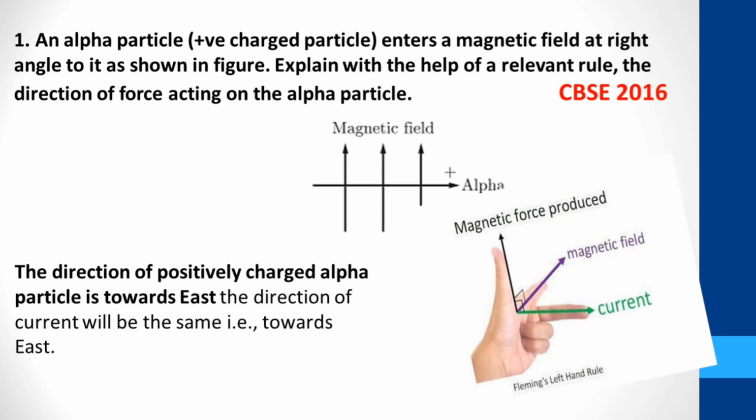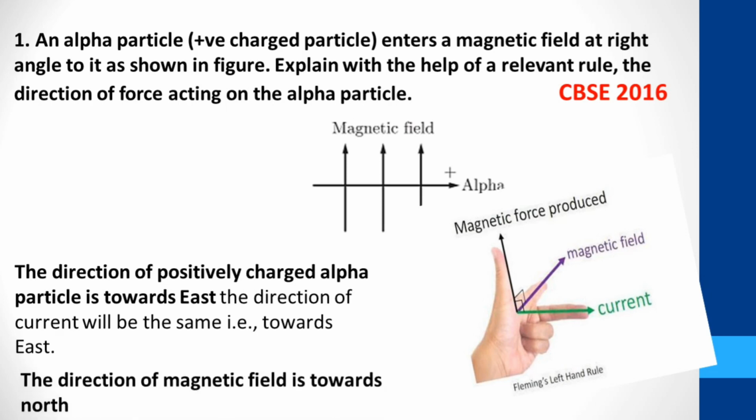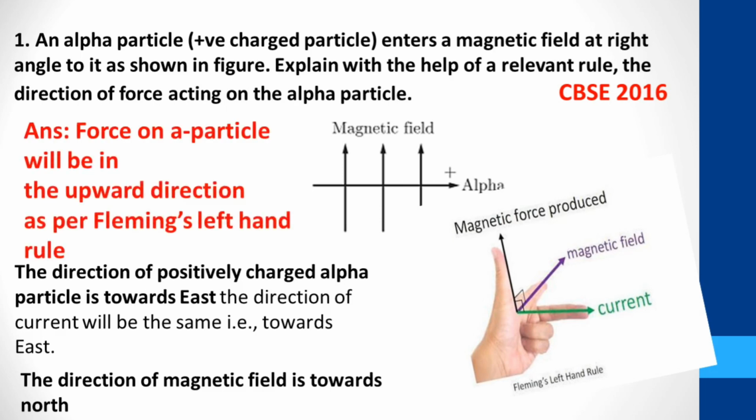Now stretch the forefinger and the middle finger which show the direction of magnetic field and current as shown in the figure on the right hand side of your screen, and stretch the thumb. To which direction does your thumb point? Yes, you can see that the thumb points towards the upward direction. So the direction of force on the alpha particle is in the upward direction as per Fleming's left hand rule. So you have used Fleming's left hand rule to solve this question.